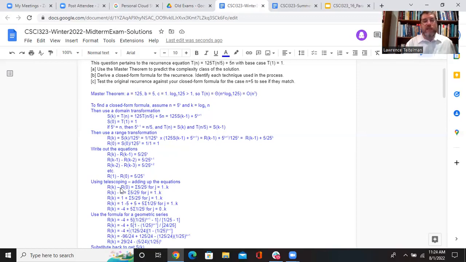Now the right-hand side is a little bit more complicated. I have a bunch of terms here. I need to add them all up. And what do we call that? What do you call this sequence of terms here?